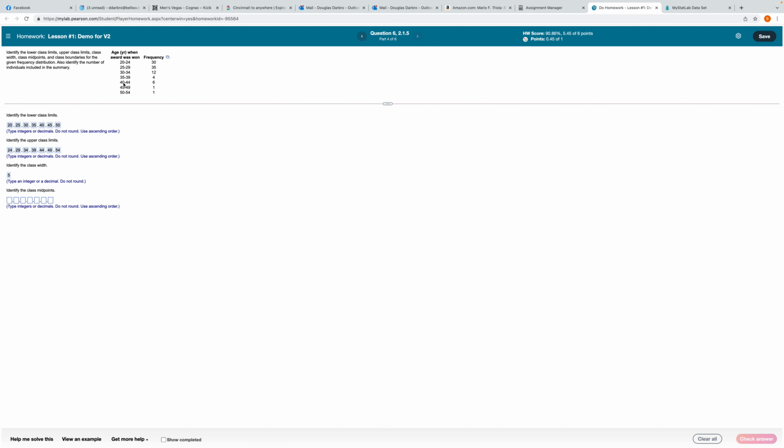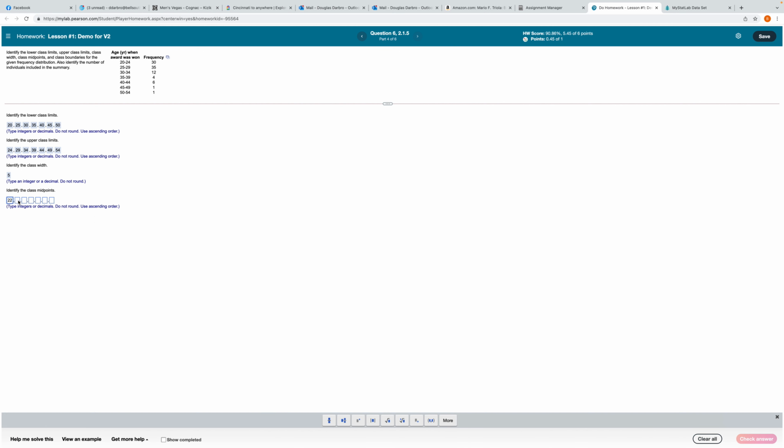Identify the class midpoints. Well, the midpoint would be the center of the interval. The easiest way to find this is just to add 20 plus 24 and divide by 2, which would be 22. Same thing here would be 27. All of these are going to increase by 5, the class width. They're not going to increase by 5 on every single problem. They're going to increase by 5 on this problem because the class width is 5.